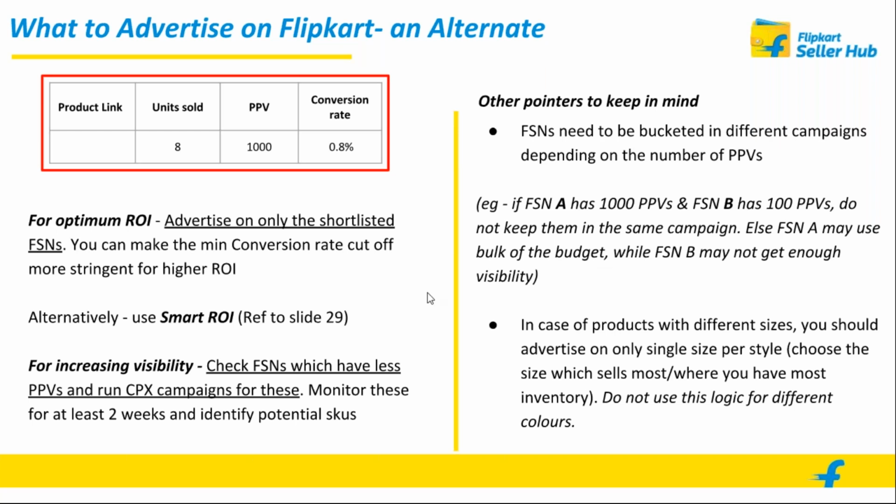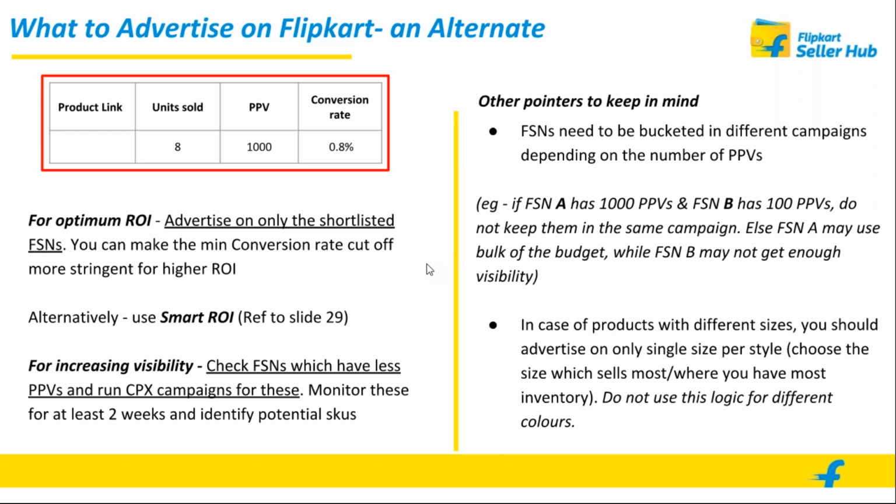To avoid this, when you're doing the campaigns, the first thing is, as we talked about, you check the PPVs, you check the conversion, then break that list into different buckets of PPV. Say anything within 100 to 500, then maybe 2000 or something like that. Break it into different buckets, and don't keep products with very dissimilar PPVs in the same bucket to avoid this particular issue, right?